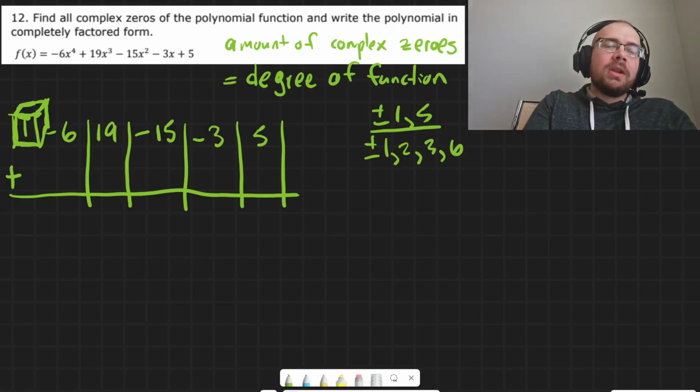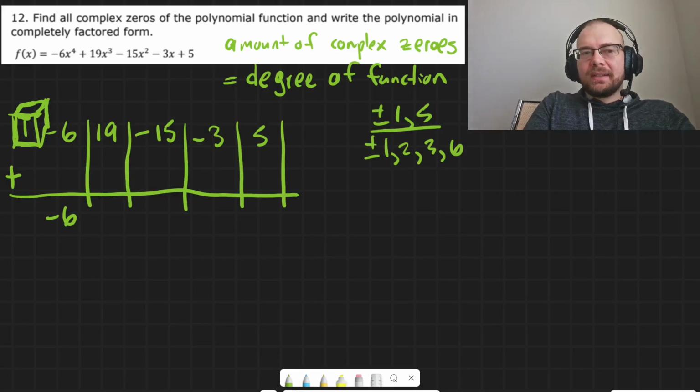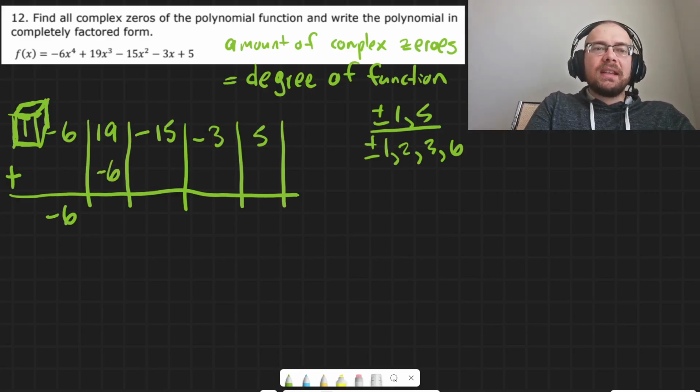Okay, so we're gonna add negative 6 to nothing and get negative 6. Negative 6 times 1 is negative 6. 19 minus 6 is 13. 13 times 1 is 13. Negative 15 plus 13 is negative 2. Negative 2 times 1 is negative 2.